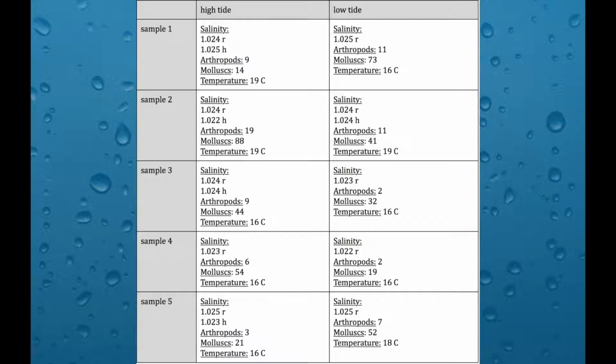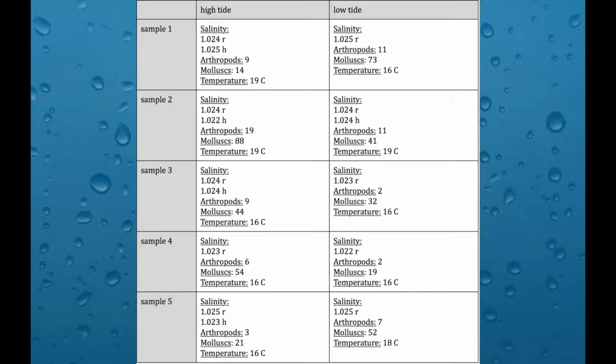The number of arthropods counted was 19, the number of mollusks counted was 88, and the temperature recorded was 19 degrees Celsius. In sample 3, the specific gravity recorded were both 1.024. The number of arthropods counted was 9, while the number of mollusks counted was 44, and the temperature recorded was 16 degrees Celsius. In sample 4, the specific gravity recorded was 1.023.